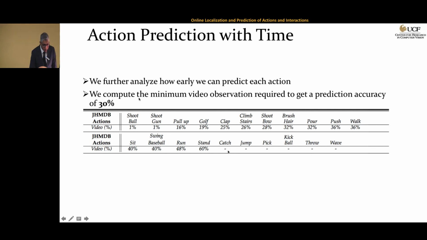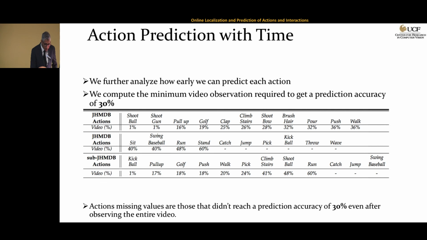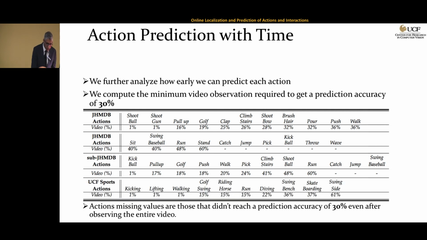Some of the actions don't have a number, which says that they were more challenging and they didn't even reach a prediction accuracy of 30%, which shows the challenging nature of online action localization. Here are some more results on sub-JHMDB and UCF Sports, where for kicking or lifting, because it's related to the pose, we are able to detect based on only a few frames as compared to swing side, which has a large pose variation, and we need to observe almost the entire video to be able to predict what the action is.